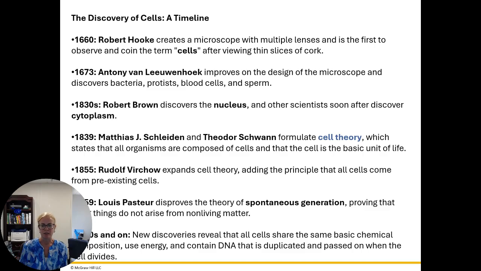And then later on, so now we're to the 1950s, this is when magnification gets to the point that we can start to see some very tiny things. So we have light microscopes, scanning electron microscopes, transmission electron microscopes. And basically what was discovered was that all cells share the same basic chemical composition. They use energy, and their genetic information is passed on when the cell divides.